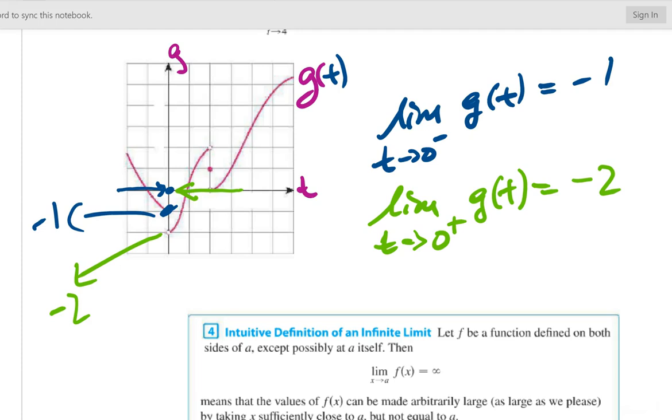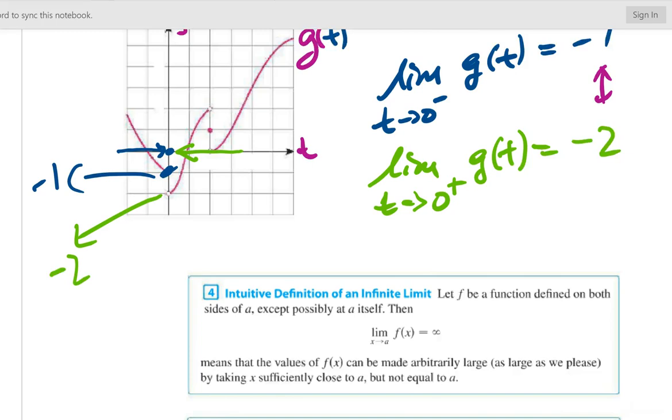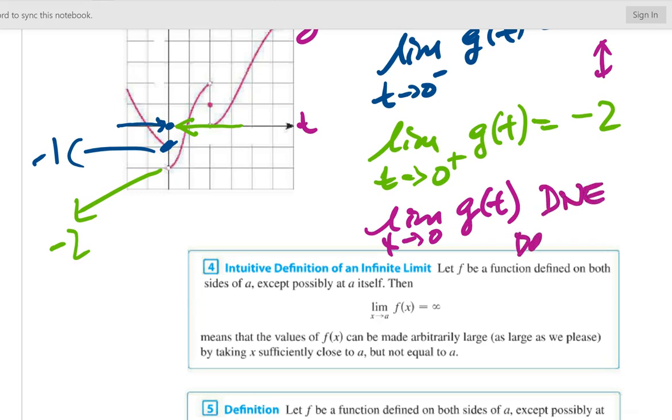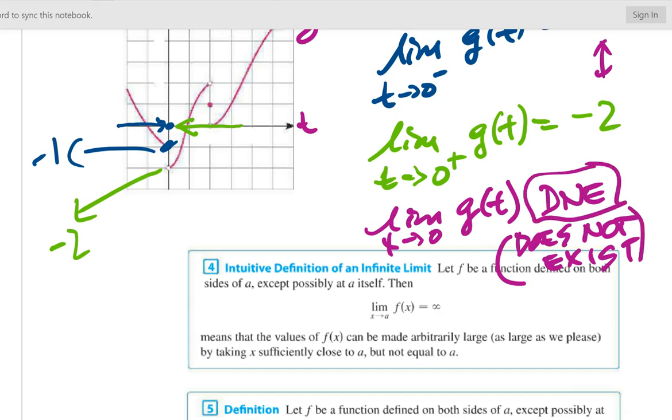And so since these two aren't the same, these are not equal, that means that the limit does not exist. Now, the limit on each side exists, but the limit as t goes to 0 of g of t does not exist. We'll say d and e: does not exist. So we'll just write d and e. And this is what WebAssign wants too.